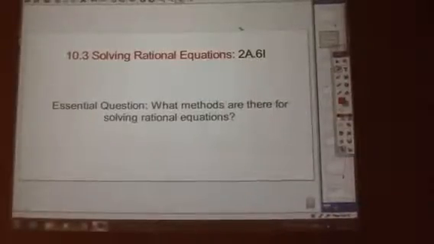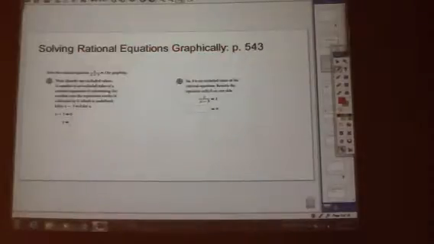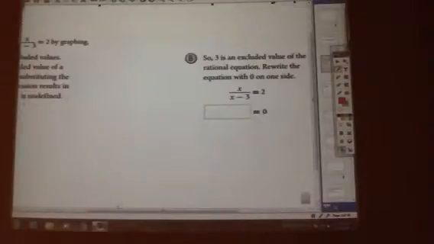Okay, 10.3, solving rational equations. Essential question: what methods are there for solving rational equations? So I'm going to teach you a couple of different ways. The first way is found on page 543, and it's to solve by graphing. Now, this is going to be like problems 1 and 2 on your homework.